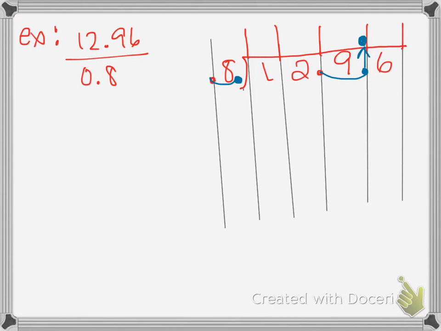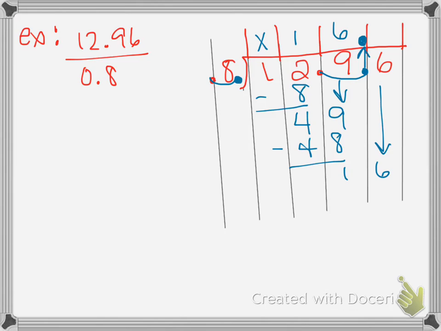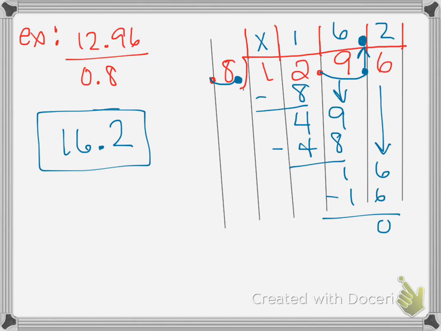When we divide, we say 8 into 1. It doesn't go, but 8 goes into 12 one time. We're going to subtract. Bring down the 9. 8 goes into 49 6 times. That's 48. Subtract, and 8 goes into 16 twice. So then you need to look at your signs. So we have 16.2. They're both positive, so we're done.